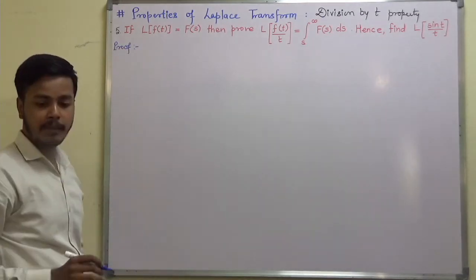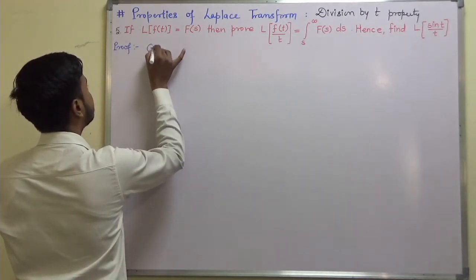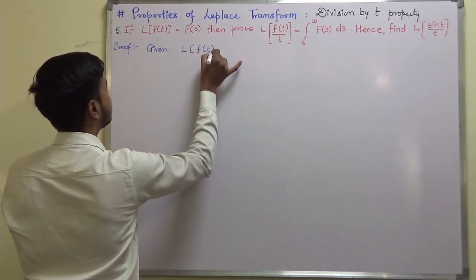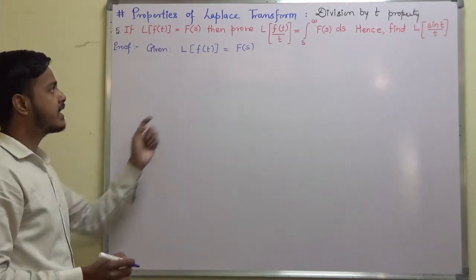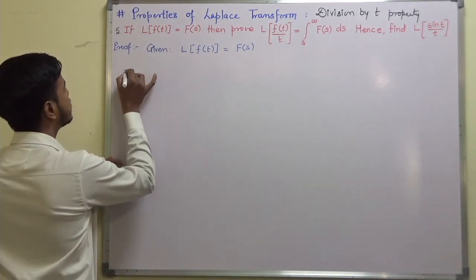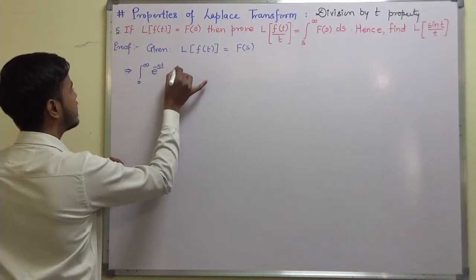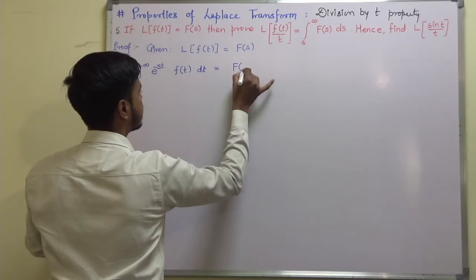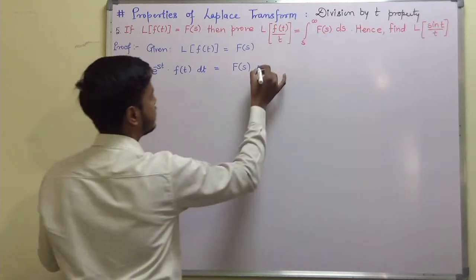So the Laplace transform of f of t, which is given, is equal to f of s. But what is the Laplace transform of f of t by definition? By definition, it is the integration 0 to infinity e to the power minus st into f of t dt, which is equal to f of s by definition.